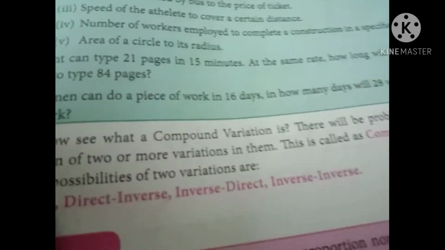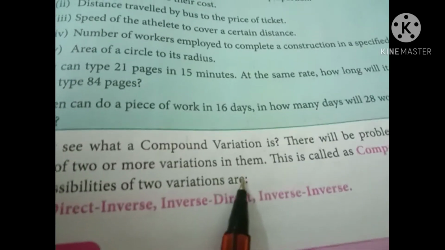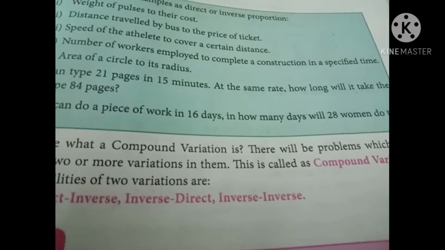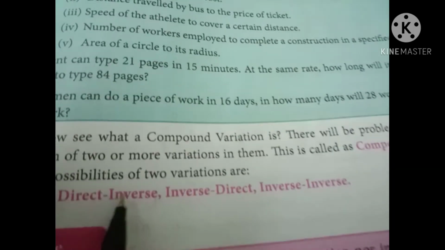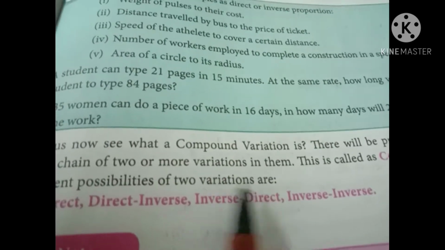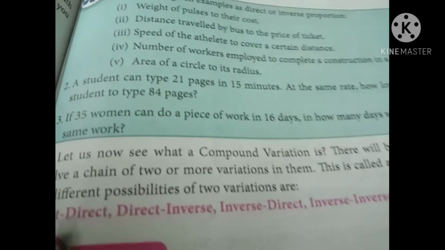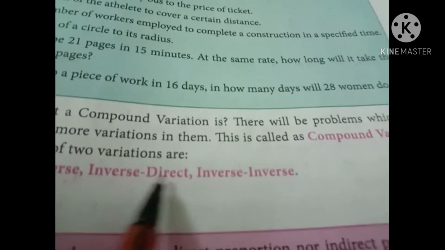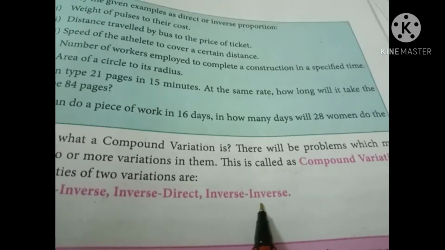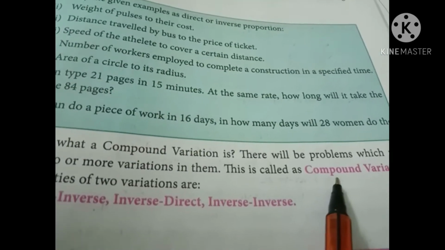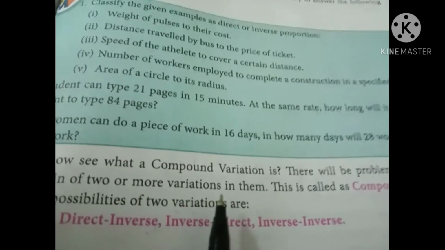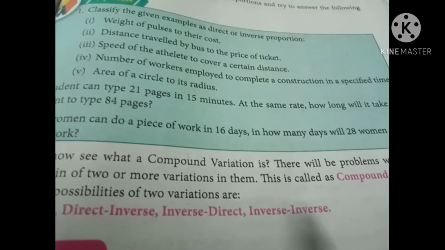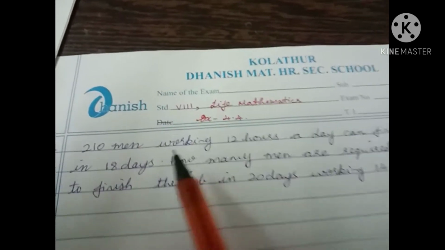There will be problems which may involve a chain of two or more variations in them. This is called compound variation. The different possibilities of two variations are: it may be direct-direct, direct-inverse, or inverse-inverse. So compound variation means the problem which involves a chain of two or more variations. We'll move to the exercise.